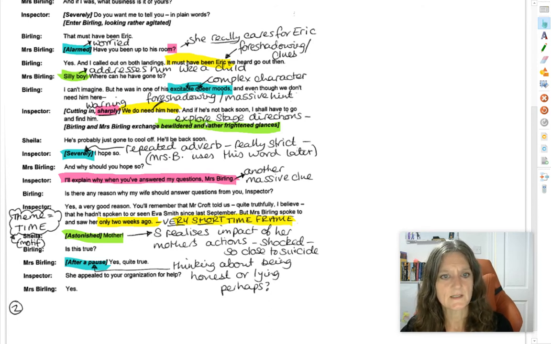And Birling and Mrs. Birling exchange bewildered and frightened glances. Don't forget, when you're writing about a drama, to explore the stage directions. So bewildered means they look really confused, and frightened means they're looking a bit scared. And that doesn't seem like the arrogant Birlings that we've met for most of the play. The inspector speaks severely, and this adverb, what it means is really strict. So when you speak severely, you're speaking really strictly. And Mrs. Birling uses this word later on in this section. And we've got another massive clue as to what's coming up.